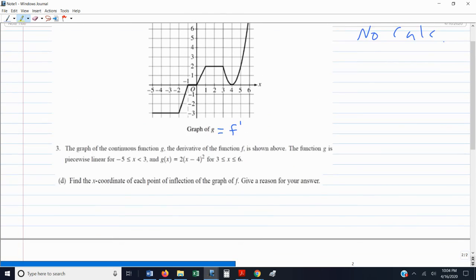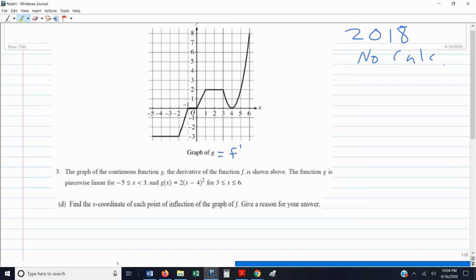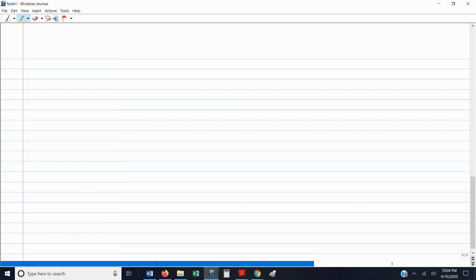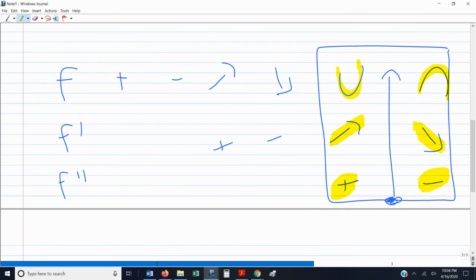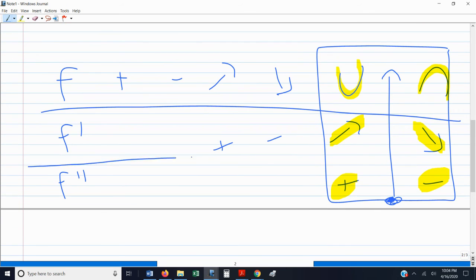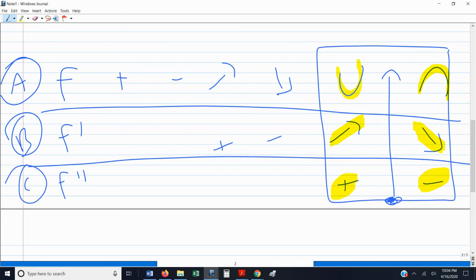So they are asking us about the graph of f, and we are looking at f prime. I want to know which row I would be focused on. I'll call this A, I'll call this B, I'll call this C. So we're looking for an inflection point. We're looking at the graph of f prime. So which row am I going to be looking at? Row B, because I have a graph of f prime. So I'm looking for where that graph of f prime is changing from increasing to decreasing.